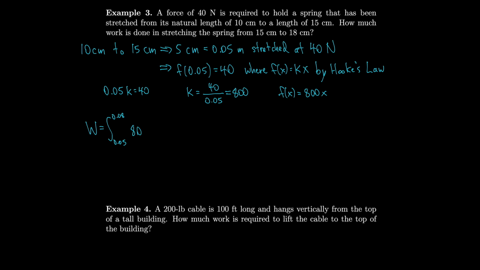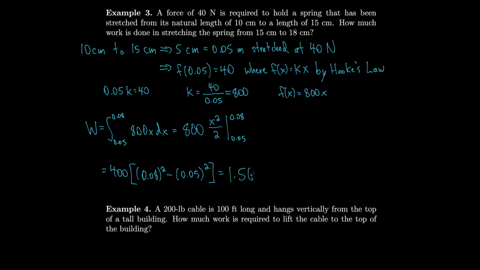So we integrate our force function, 800x, times our distance, dx, and we get 800 x squared over 2, evaluated from 0.05 to 0.08, and that becomes 400 times 0.08 squared minus 0.05 squared, which is 1.56 joules.